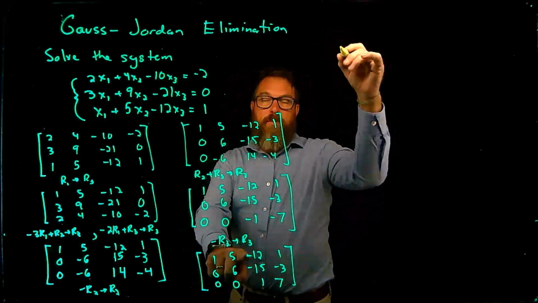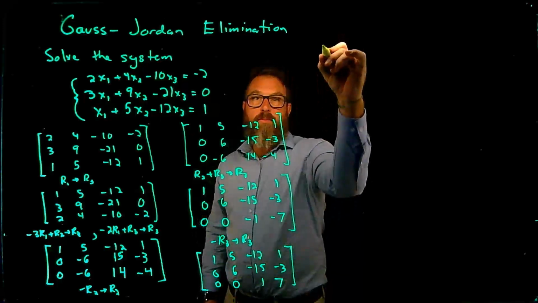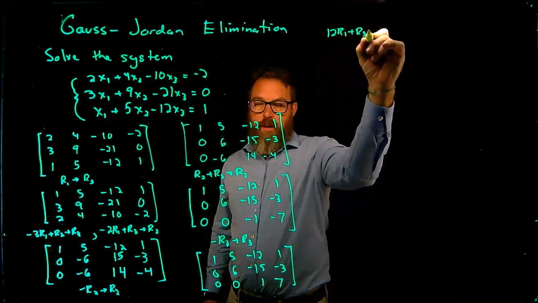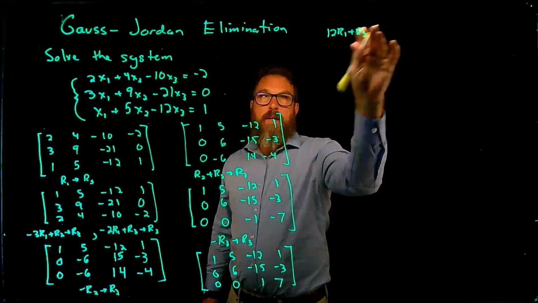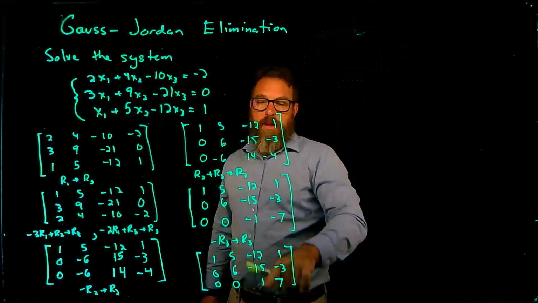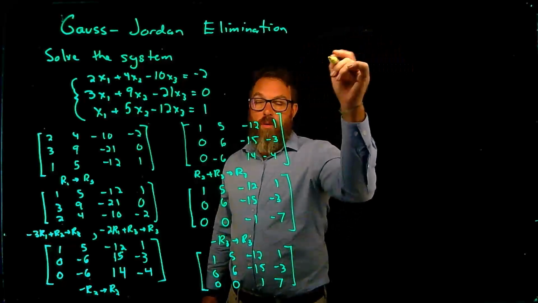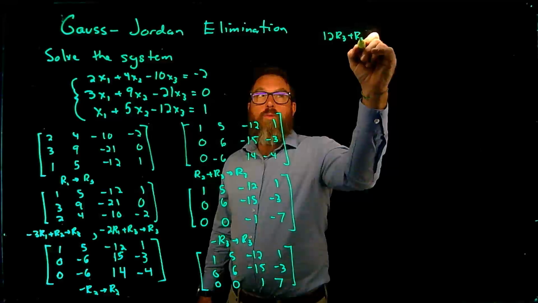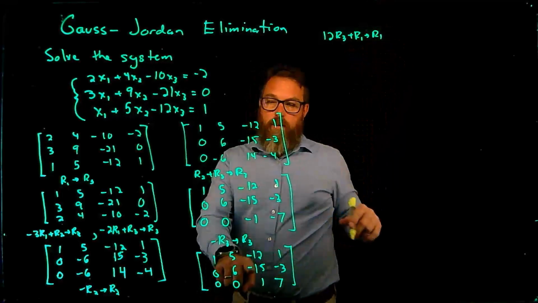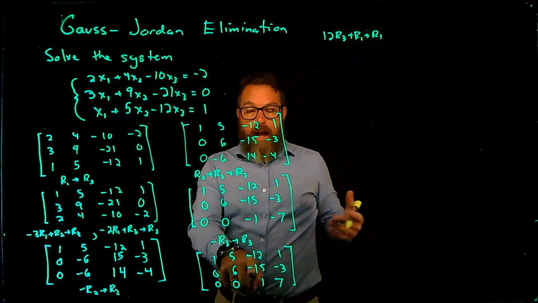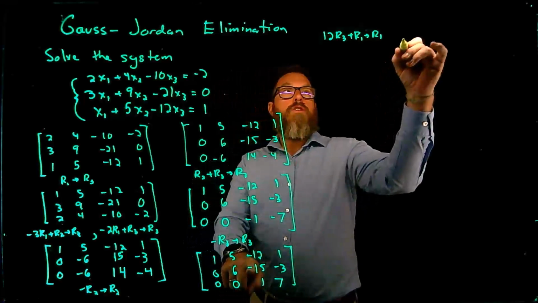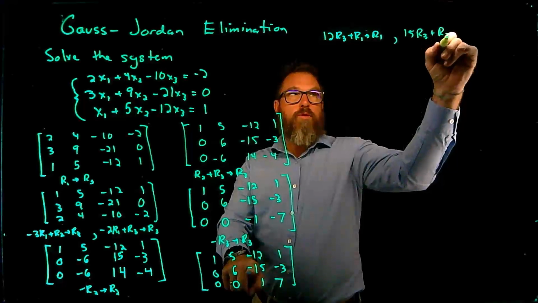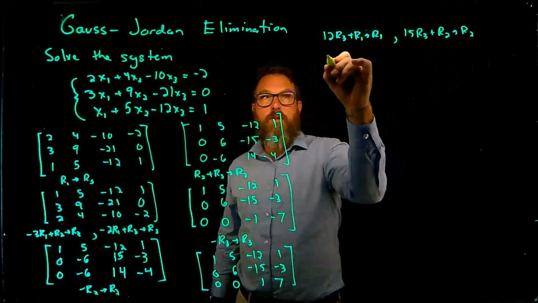To get rid of this minus 12, I'll have 12 row 1 plus row 3. That's not right. Let's try that again. Remember that I'm in column 3, so I have to use row 3. So 12 row 3 plus row 1 is my new row 1. And similarly for this minus 15, I am in column 3, so I have to use row 3. So 15 row 3 plus row 2 is going to be my new row 2. All right, so let's see what happens.